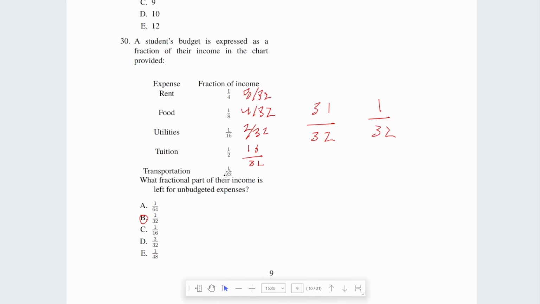Notice we only come down to 32nds here, so we can immediately eliminate A and use the math to get to these. Likewise with 48ths. There's no way to end up with 48ths after all of this.